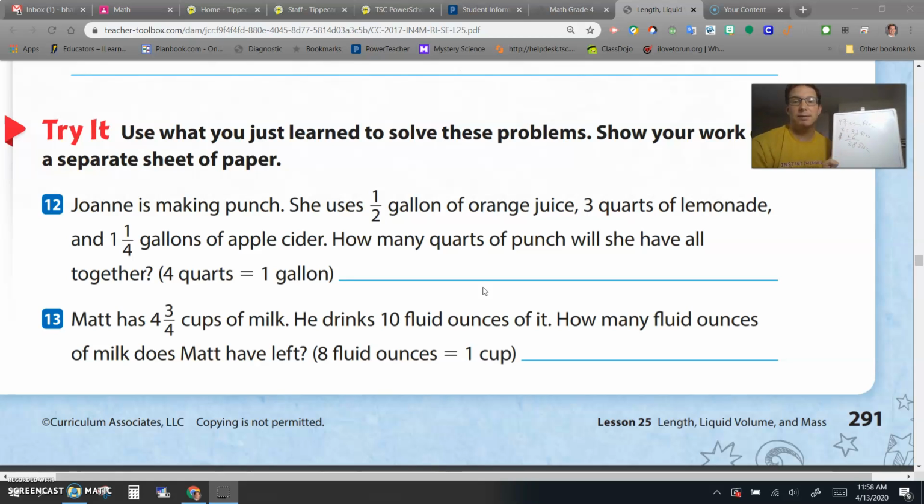He drank 10 of it. How much does he have left? So we need to subtract 38 minus 10. He has 28 fluid ounces left. Okay, so again, if you need to rewind it, if I went too fast, go ahead and rewind it. Put me in slow-mo if you want. That's up to you. So that was in our MIB, pages 290, 291. That corresponds with our math, practice and problem solving, pages 299 to 300.